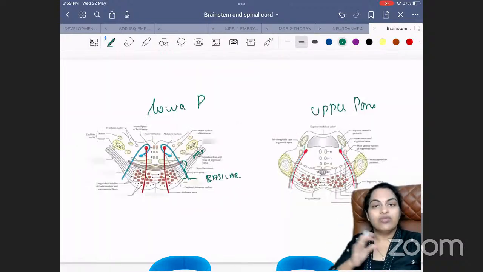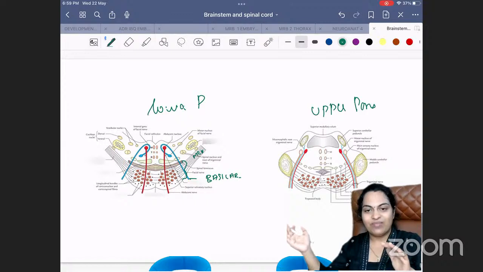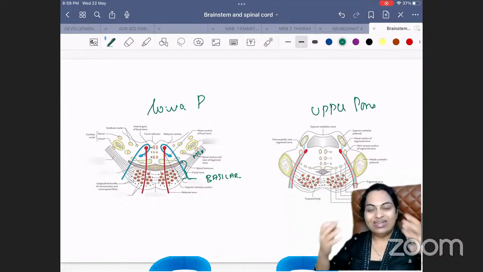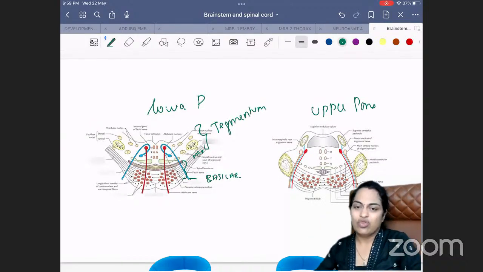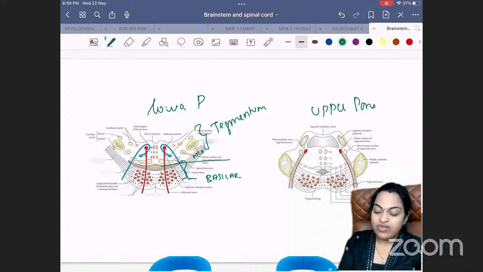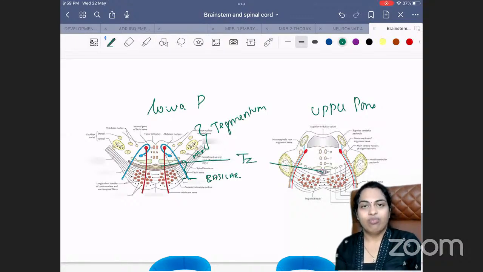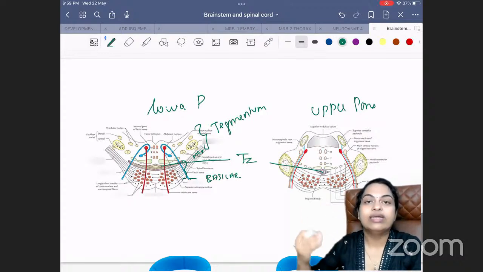So the basilar part of the pons remains constant, whether it's the lower pons or upper pons. Coming to the posterior aspect of the pons, it's called the tegmentum. Only in the tegmentum you get to see a few changes. In the anteriormost part of the tegmentum, you get to see the trapezoid body. What is this trapezoid body? It's nothing but the efferent fibers from the cochlear nuclei.